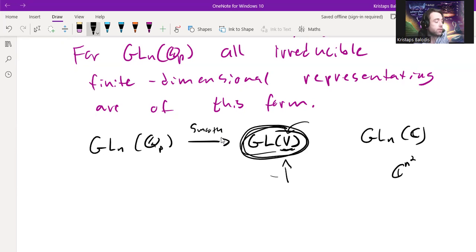So that basically wraps it up for now. We've understood all of the irreducible finite dimensional representations of p-adic GL_n. Oh, that was pretty easy. But now we're going to need to dive more into the structure of GL_n itself in order to come up with some more interesting representations.